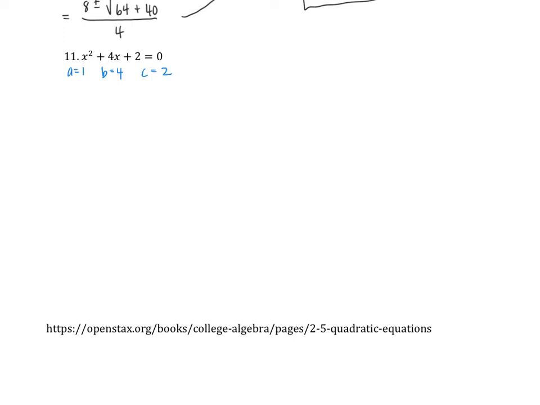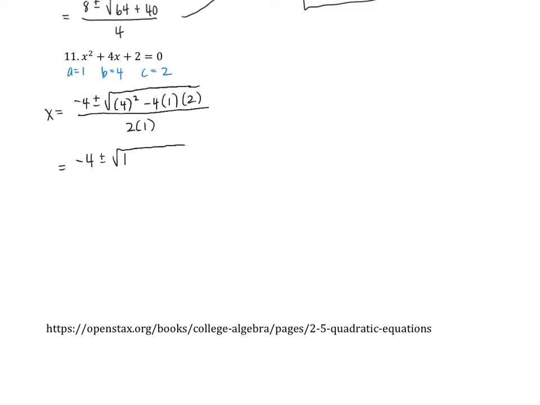Now we're just going to plug all of this in. x equals the opposite of b plus or minus the square root of b squared minus 4ac, all over 2a. All right, I've got it all substituted in. Now I'm going to start reducing. Negative 4 plus or minus the square root of 4 squared, which is 16. I only have one negative here, so this is going to be a minus 4 times 1 times 2, which is 8, all over 2 times 1, which is 2.